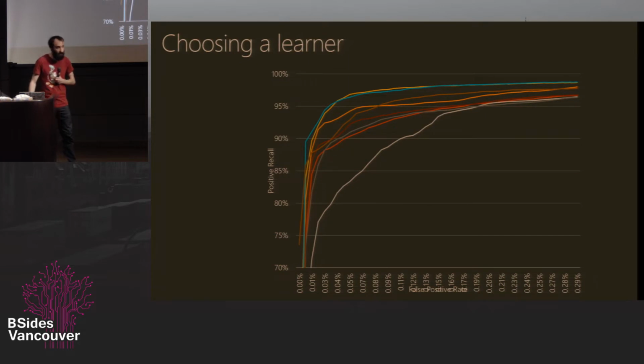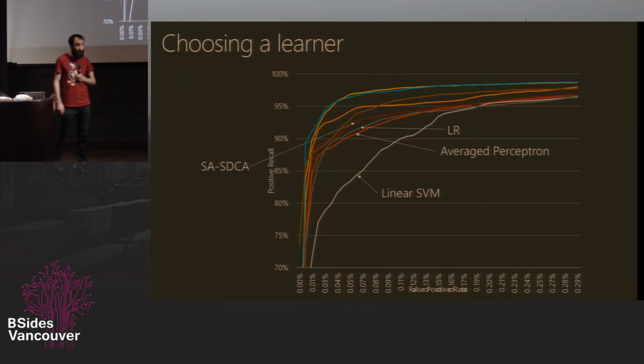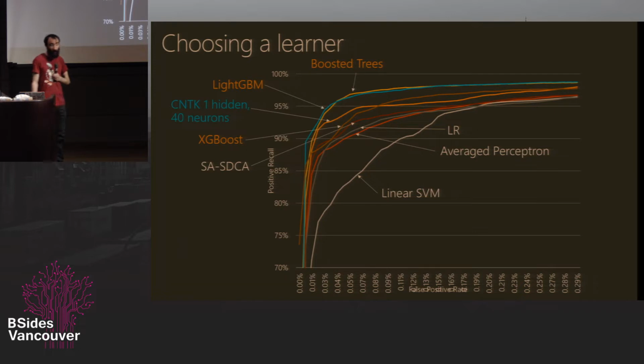So we did some sweeping of the different learners in application to this problem. We found that the linear-based models performed the worst in this case. We did try a fully connected neural network. It's not exactly a deep learning approach, but it did outperform the linear models by a little bit. However, we found that the tree ensemble models perform the best overall.